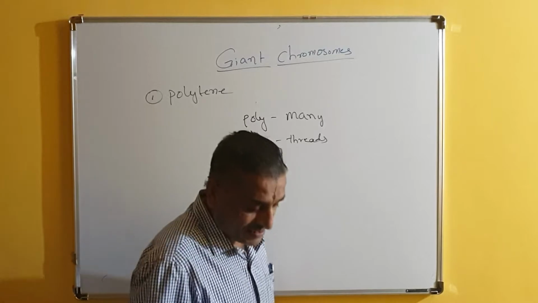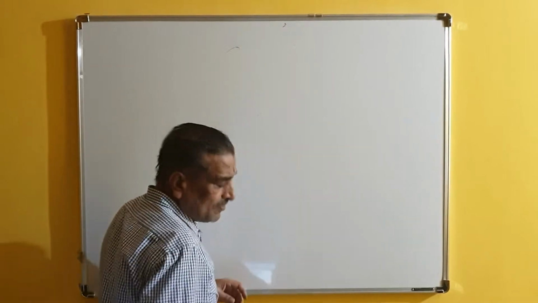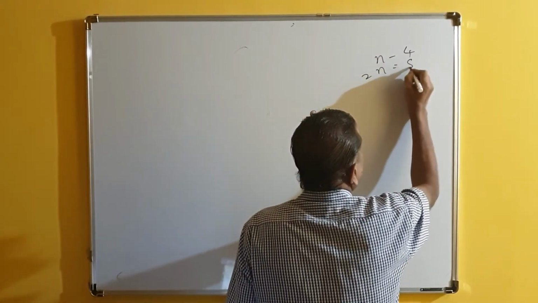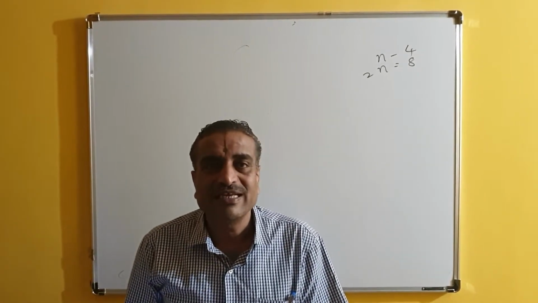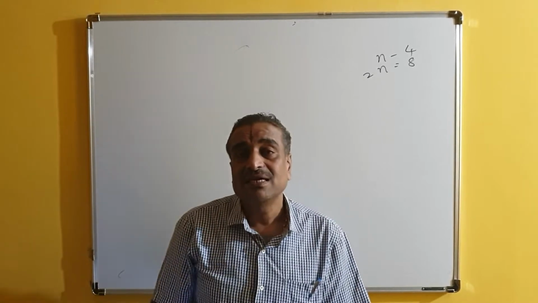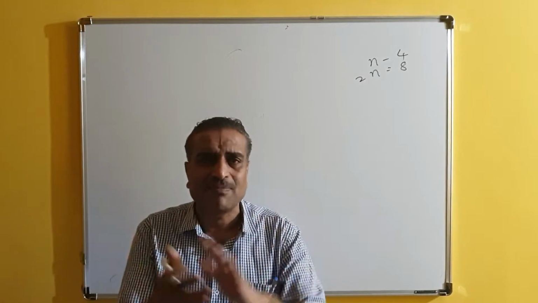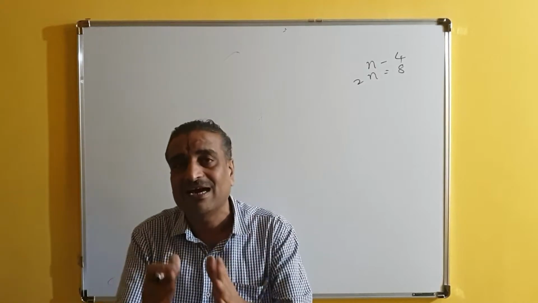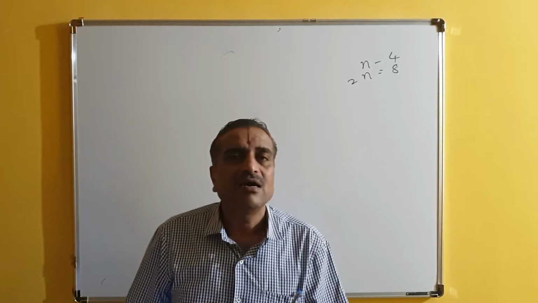So what is the shape of this? The shape of the polytene chromosomes is very interesting. In Drosophila, yesterday we have seen n equal to 4 and 2n equal to 8. Eight chromosomes are the diploid set and 4 chromosomes are the haploid set. But in this case, both the maternal and paternal sets are present, and all the chromosomes are joined end to end. From one end to the other end, they are united. And the chromosomes are 8 in number.